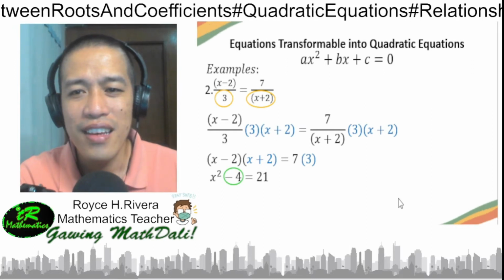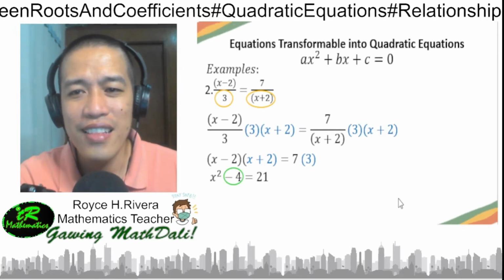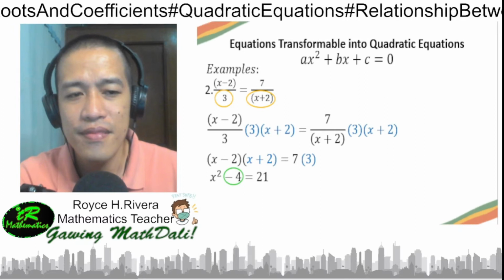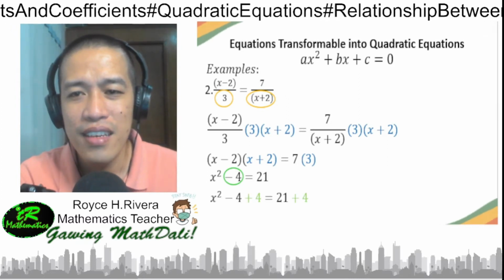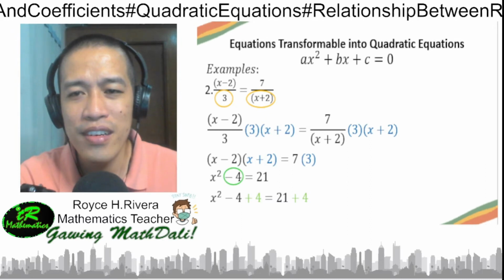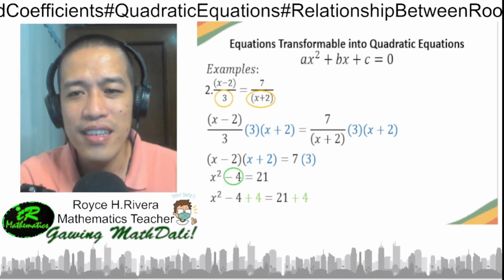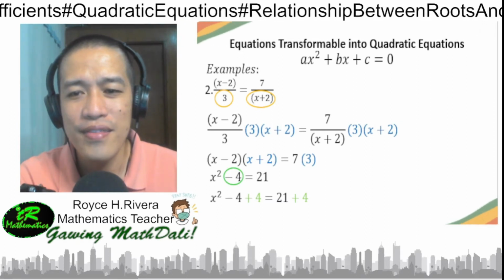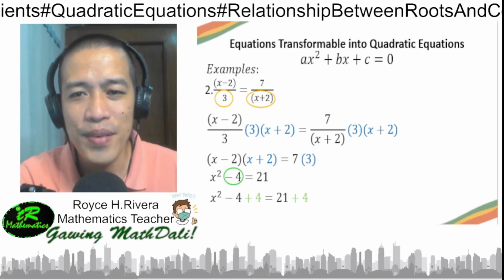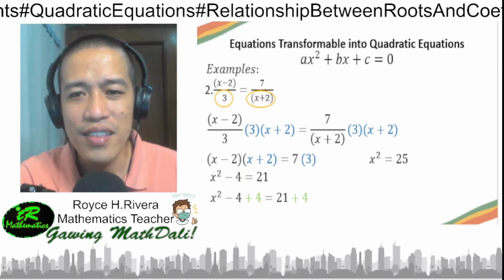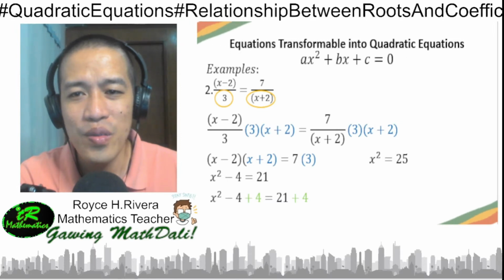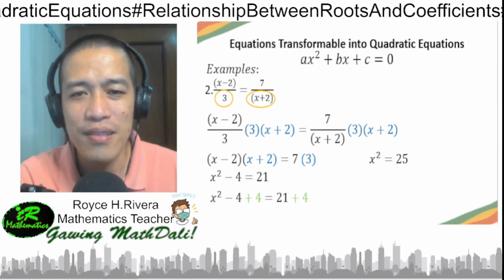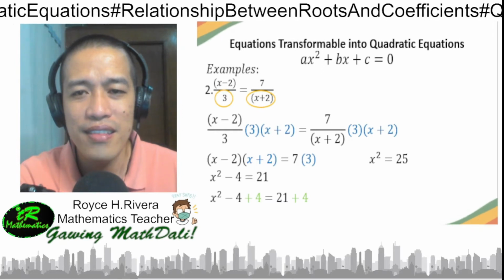To do that, I will add the additive inverse of negative 4 to both sides of the equation. So we will have x squared minus 4 plus 4 equals 21 plus 4. Adding like terms, we will have x squared is equal to 25. Now, I can extract the square root of both sides of the equation.